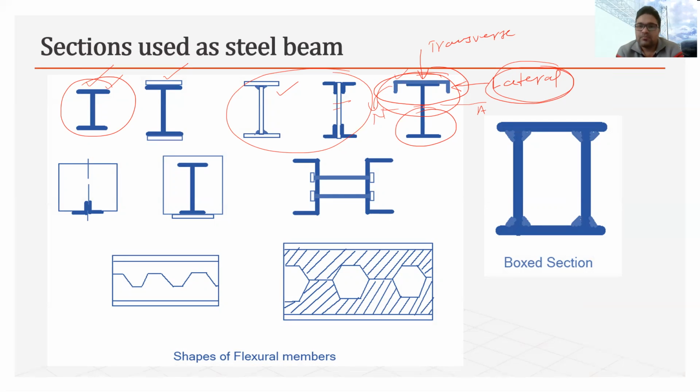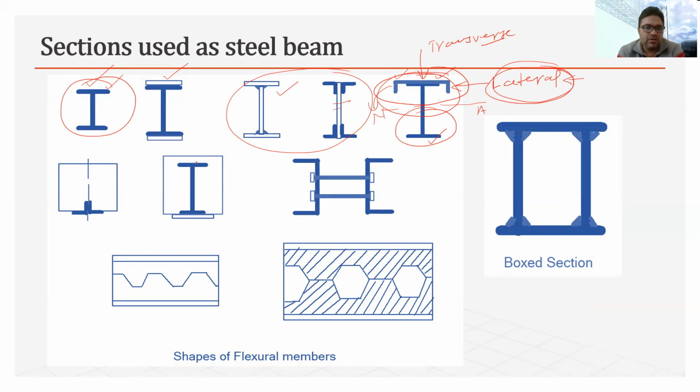But when the lateral load is also significant, what we can do is we use a wide flange beam along with the channel section. So this is again a kind of section which can be used to resist the lateral as well as transverse load.